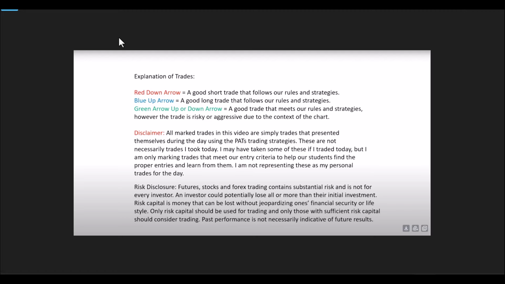PriceActionTradingSystem.com, and I'm going to show you a couple of live student trades. I'm going to show you three of them from a single student.